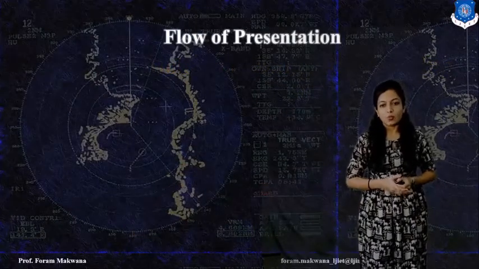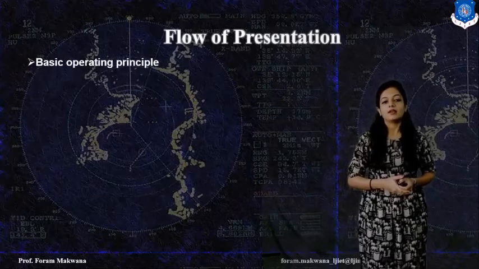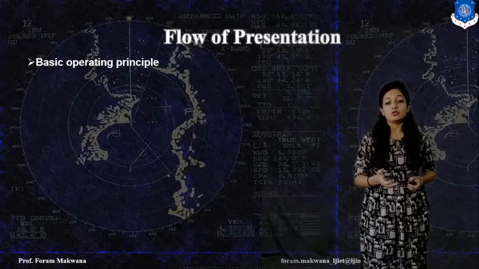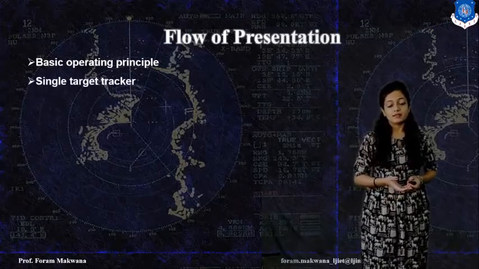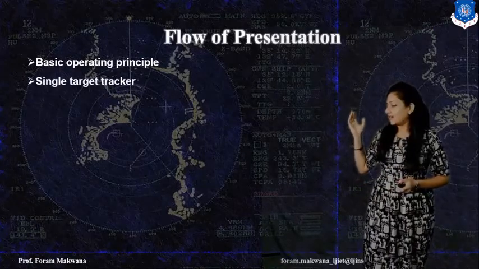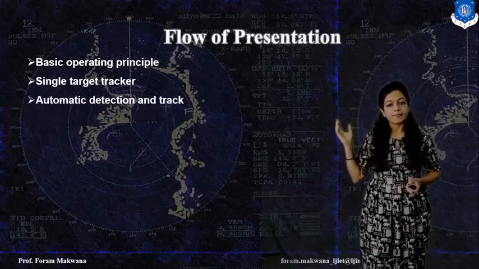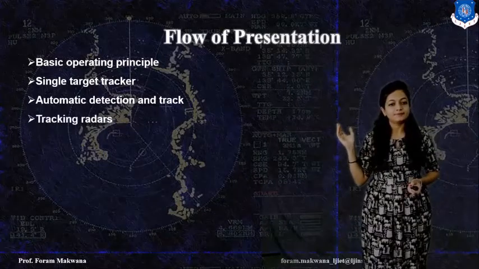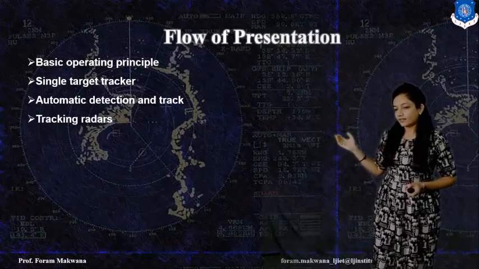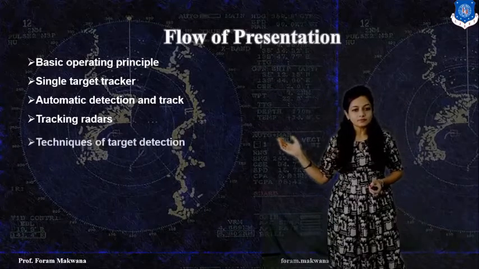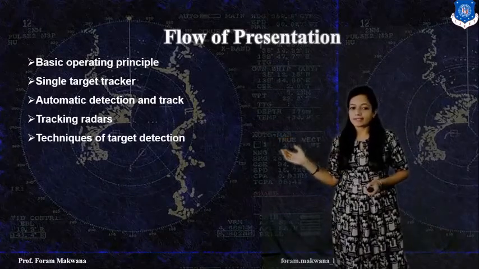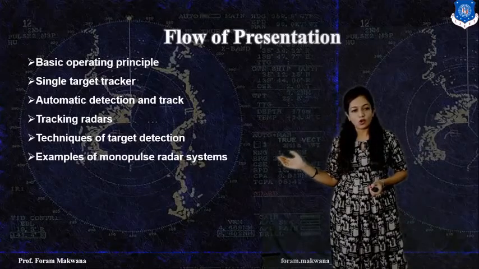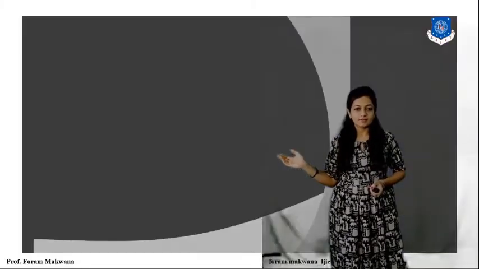In this session, we are first studying the operating principle, that is why we are going to track the radar, then how a single target is going to be tracked, how we are going to detect and track the target automatically, what the different tracking radars are, what the different techniques of target detection are, and examples of monopulse radar systems.